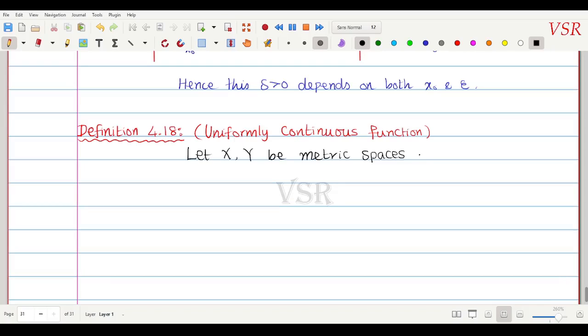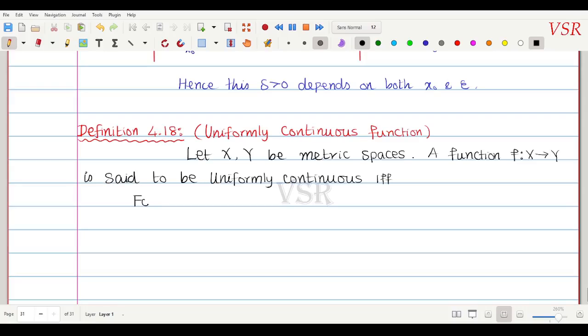Okay, a function f from X to Y is said to be uniformly continuous if and only if for every epsilon positive, there is a delta positive, and note that this delta depends only on your epsilon positive.